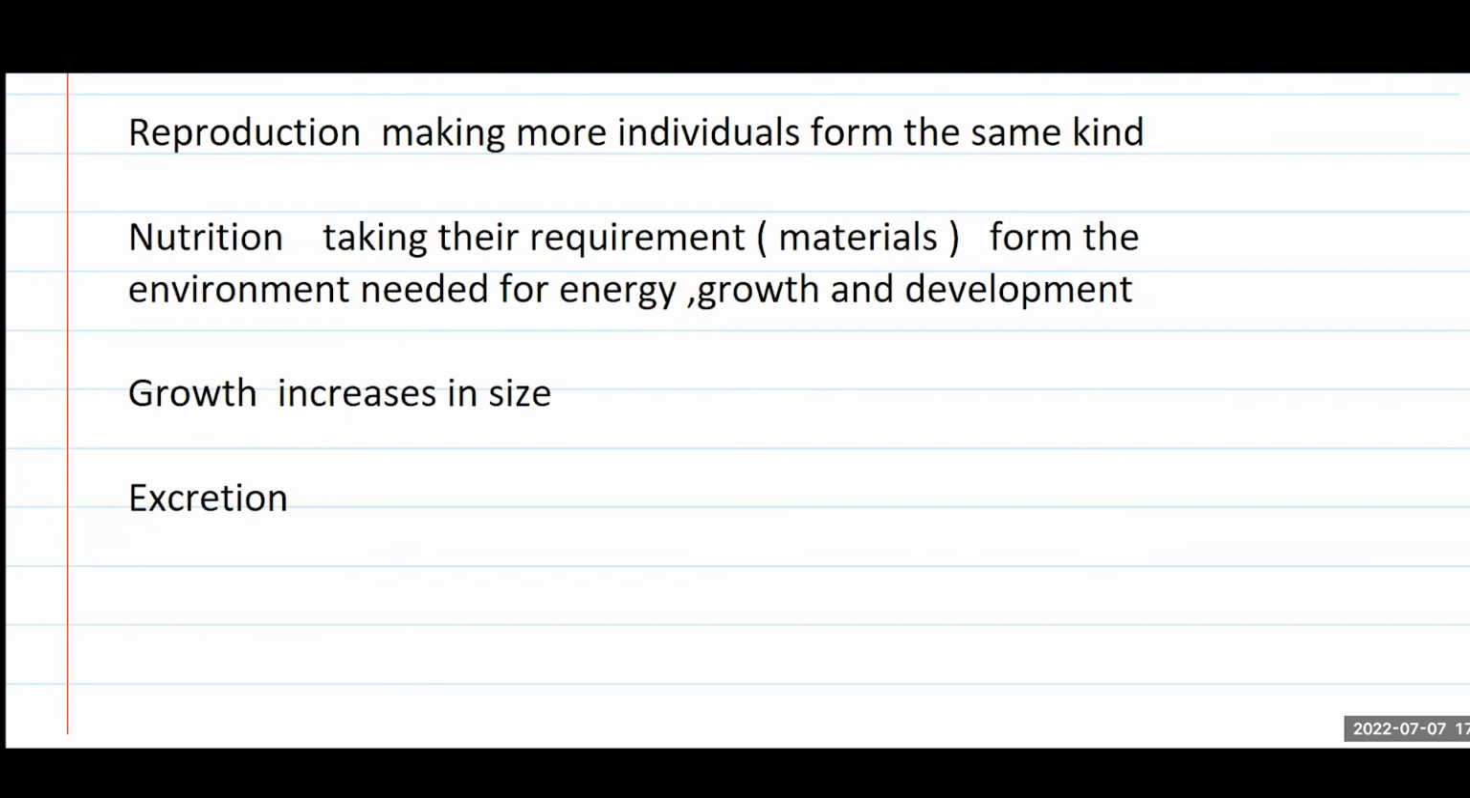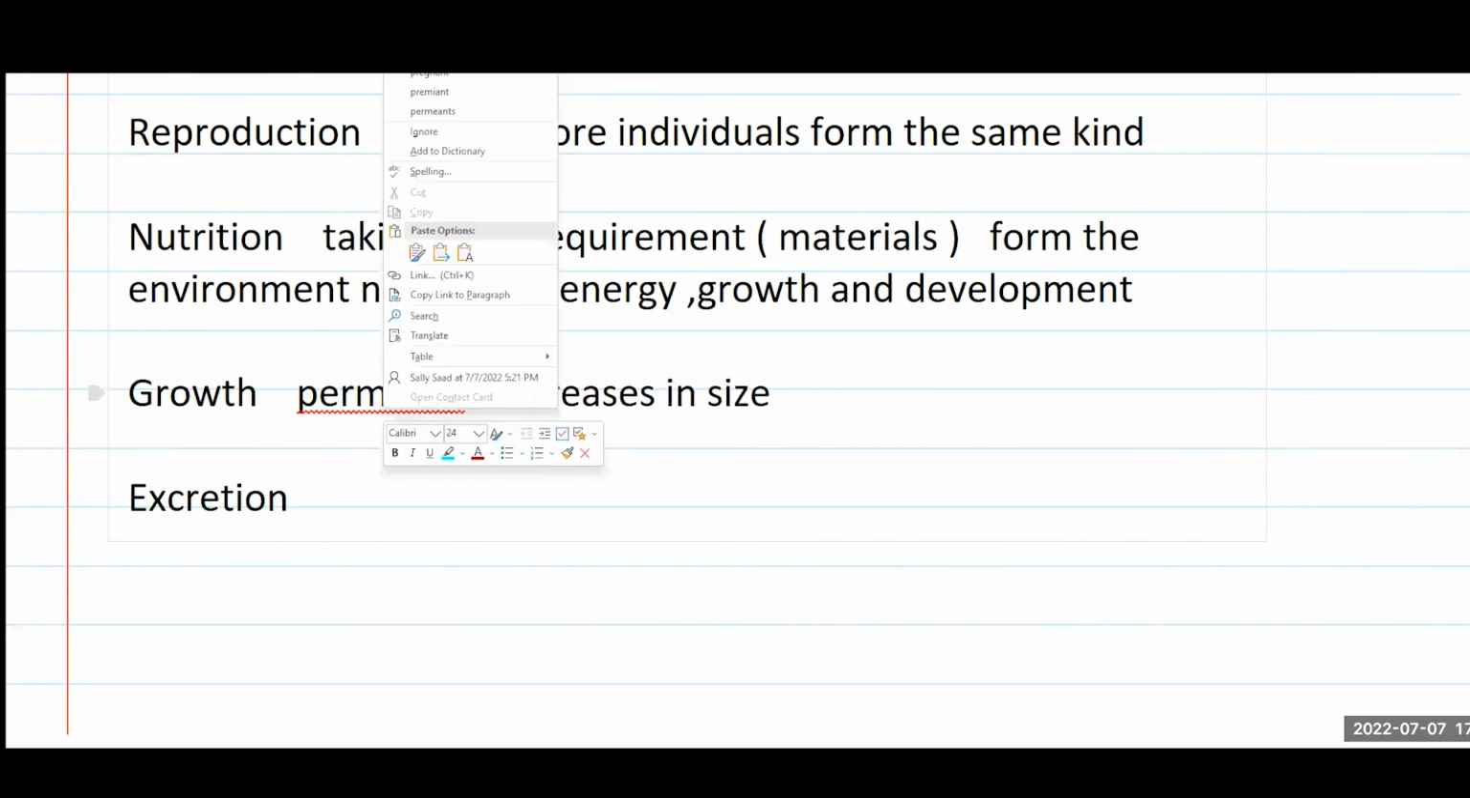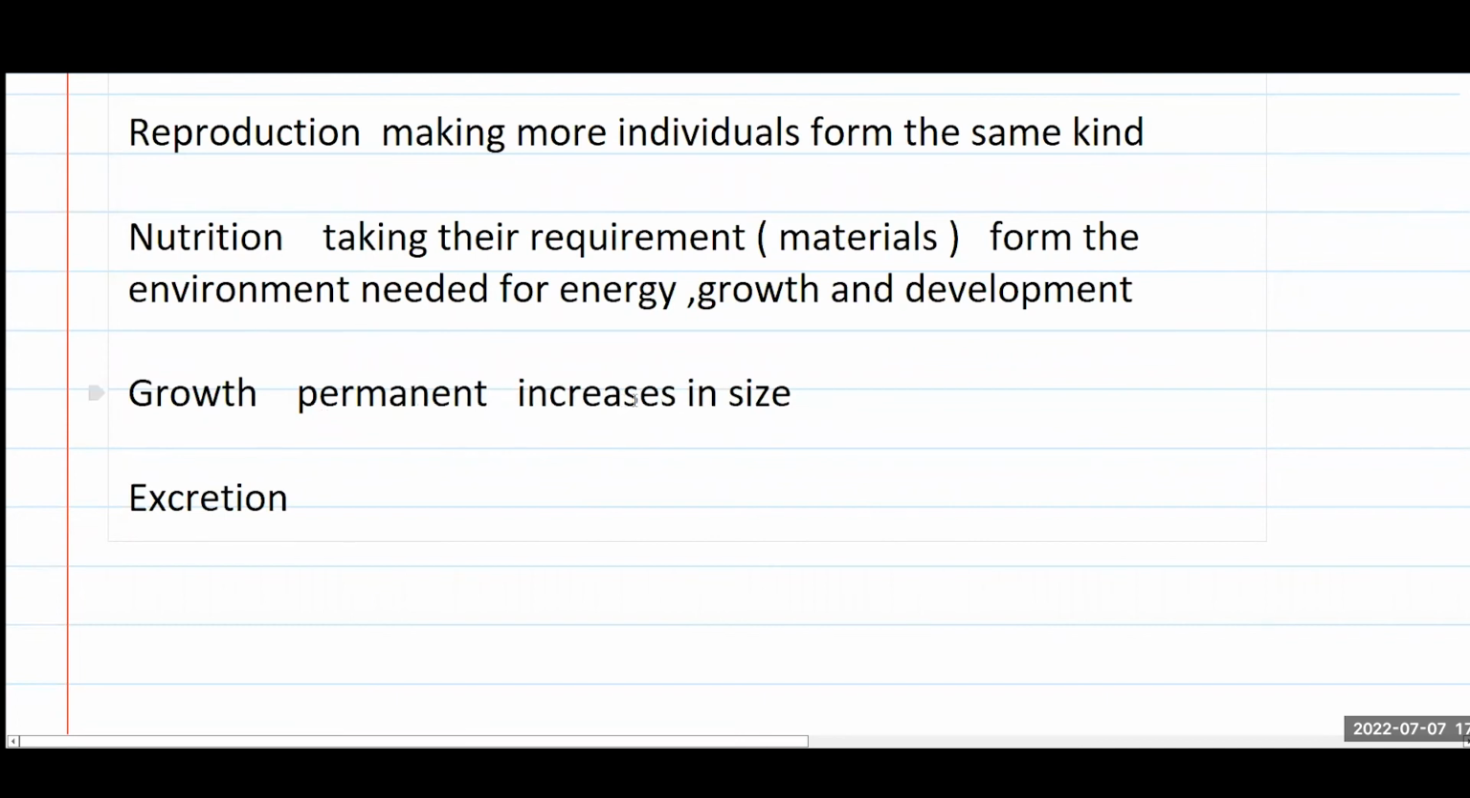But now you are around 13 years old. Can you go back to how you were 10 years ago? Can you go back to be a baby one more time? We cannot. So here there is a keyword in the definition of growth, which is permanent. Permanent growth. A permanent increase in size.